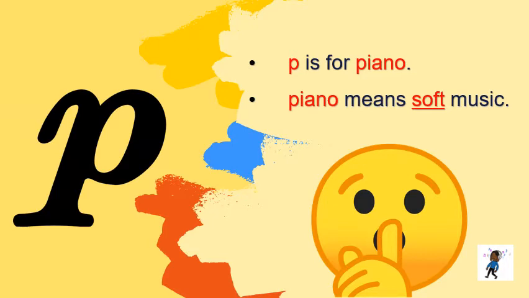P is for piano. Piano means soft music. No, I am not talking about the piano that we play. This is a special word we use to describe soft music. You may hear soft music at church or a funeral.